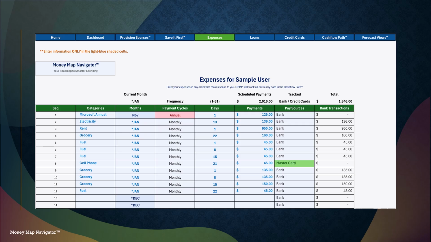Annual expenses are the ones that surprise people because they hit like a bill that comes out of nowhere. In MMN, annual expenses don't come out of nowhere, they are planned. And payment method matters because expenses paid by credit card affect your credit card cash flow, not your bank cash flow directly.